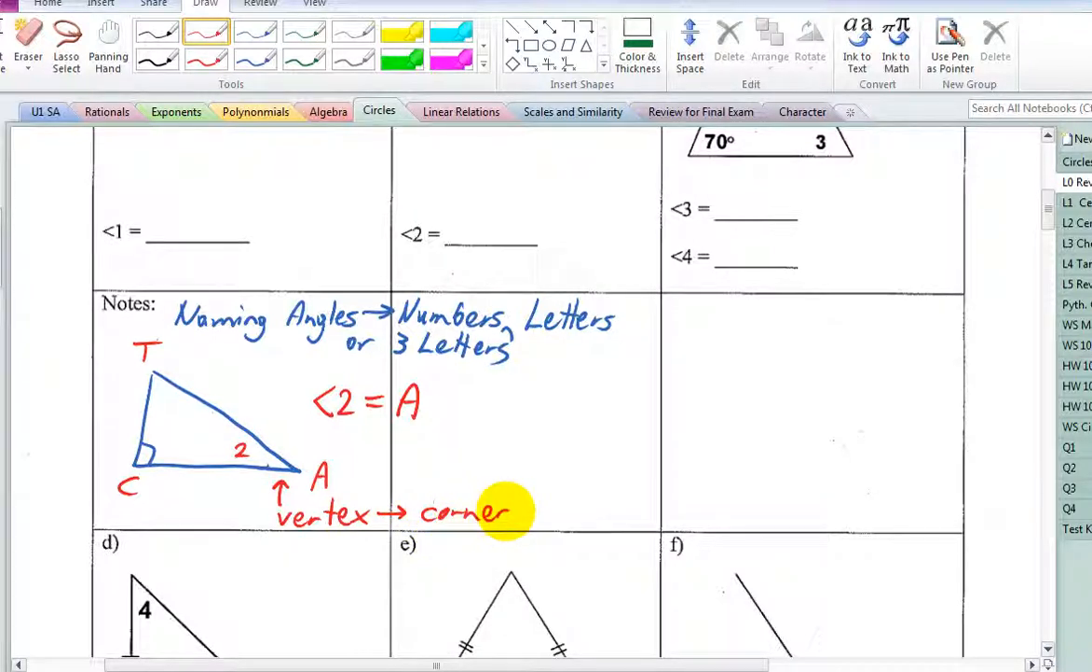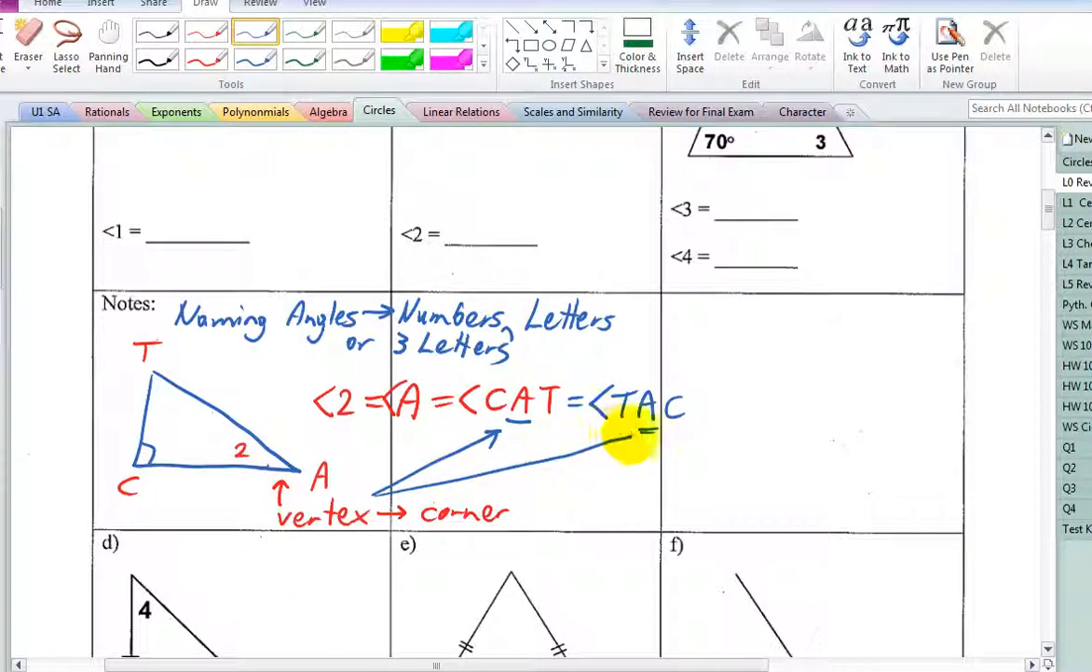So angle 2 equals angle A, so that's one way you can describe the angle. Or, I should have used the angle symbol in front of the A, we can call it angle CAT with the vertex in the middle. Or we can call it angle what? What other combination of letters? TAC. It's T-A-C. The vertex, again, is in the middle. So where your vertex is really important because really that's the angle.